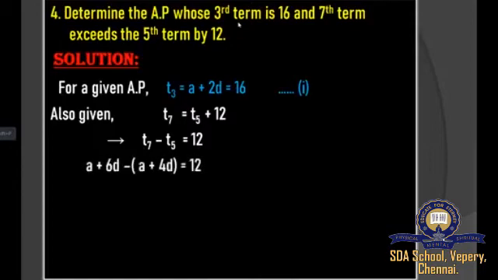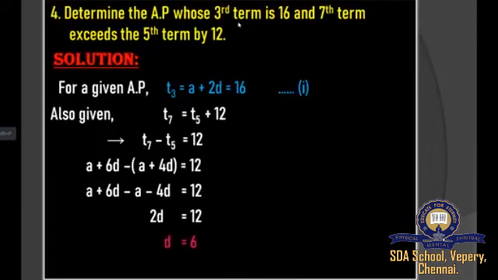So here I'm going to replace T7 as a plus 6d, since the seventh term of an AP can be written as a plus 6d, and the fifth term can be written as a plus 4d. On simplification, a plus 6d minus of a plus 4d. Just remove the brackets, what will happen? Minus a, plus into minus will become minus 4d, is equal to 12. Now a and a will get cancelled. 6d minus 4d, answer is 2d is equal to 12. Then d is equal to 6.